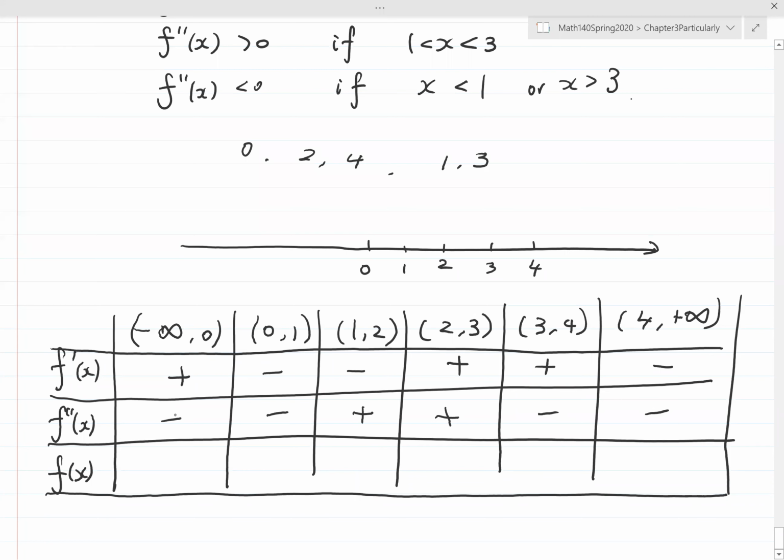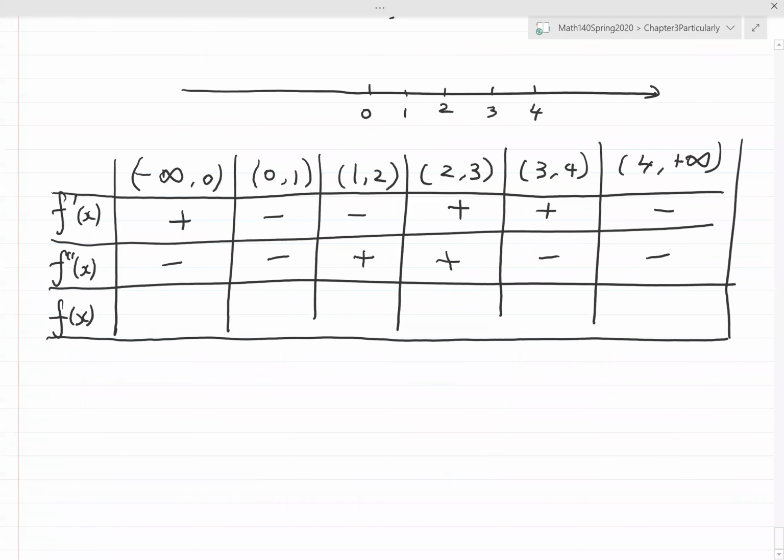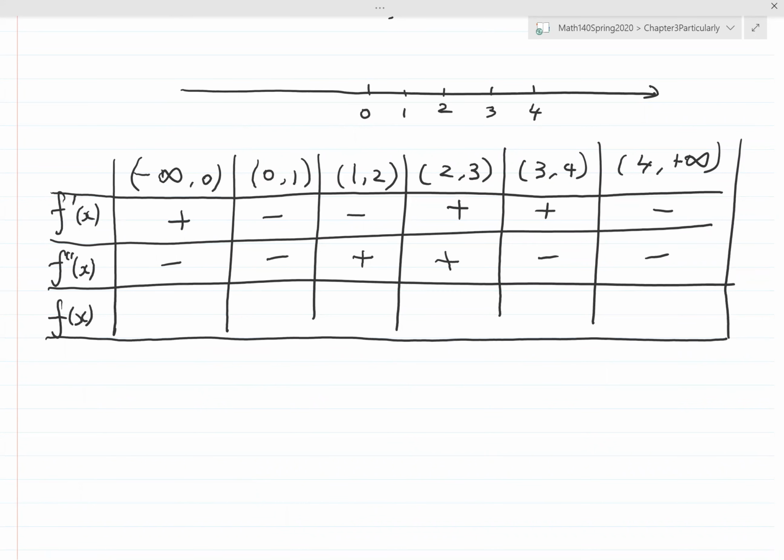Then we combine all the information together and see what happens to f x, using the increasing/decreasing test and the concavity test. So this will be increasing, concave down. This will be decreasing, concave down. This will be decreasing, concave up. This will be increasing, concave up. This increasing, concave down. This decreasing, concave down.